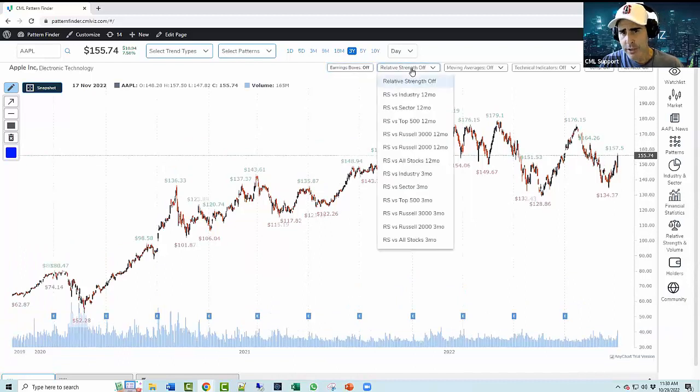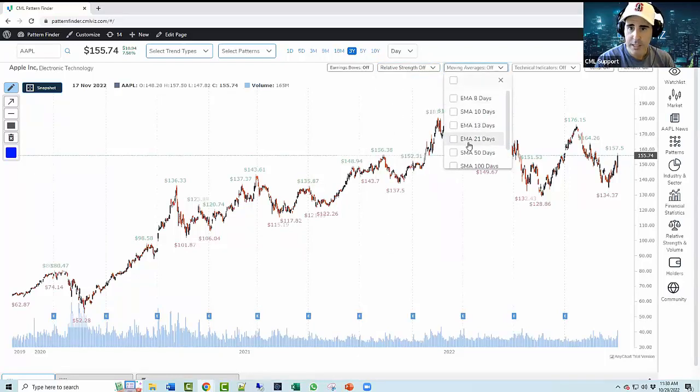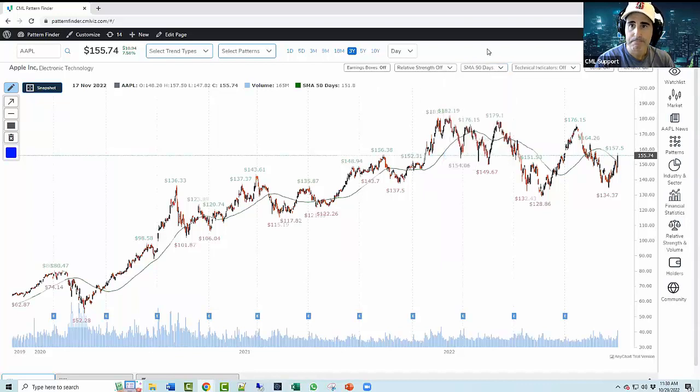Any kind of relative strength charting you want to do, we really pride ourselves on giving you all the options. Just for example, this would be Apple versus its industry over a year, versus its sector over a year, versus the S&P 500 over a year, versus the Russell 3000 over a year, versus the Russell 2000 over a year, versus all stocks, all 8,000. And then the same thing over 3 months, right? That's how you would add it to the chart. Moving averages, we talked about the 50-day, I'll just add it.